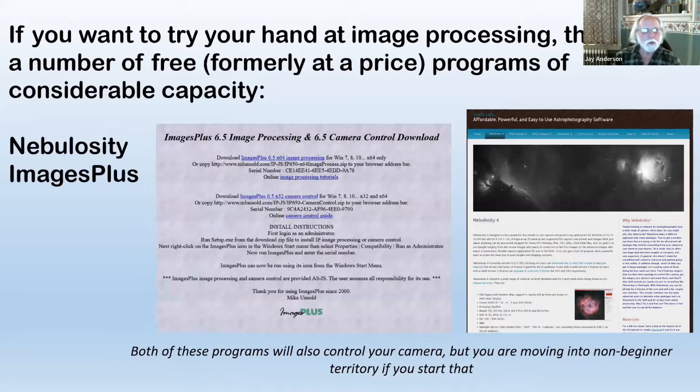If you want to try image processing, both Nebulosity and Images Plus are now free. You can go to their websites and they will give you an activation code for it. Formerly, Images Plus, when it was a pay-for program, was around $200. And the fellow who developed it has actually now dumped it into the public domain along with the source code. So if anybody wanted to pick it up and improve it, there you go.